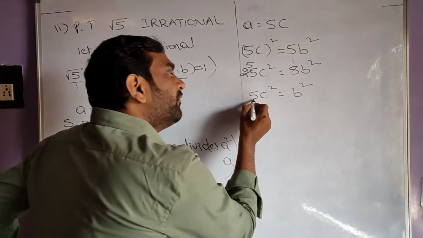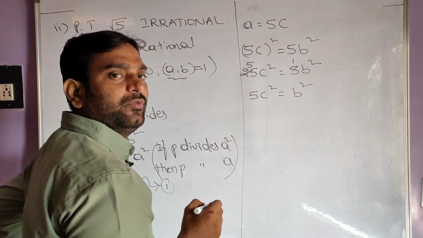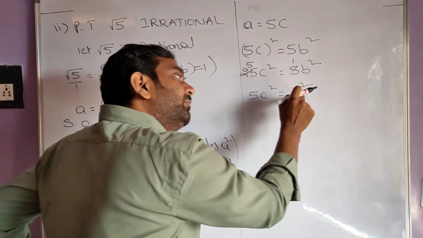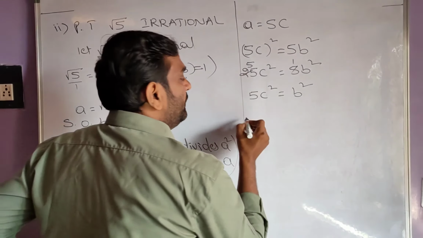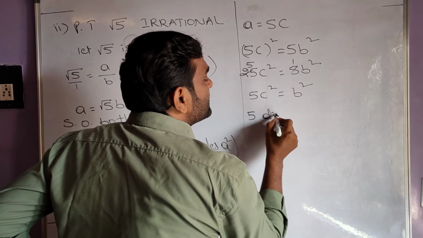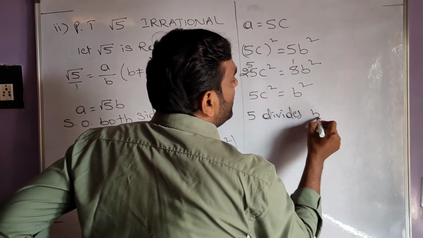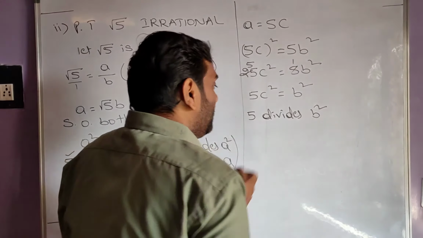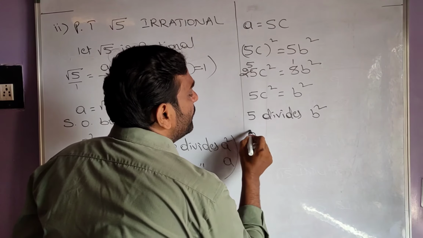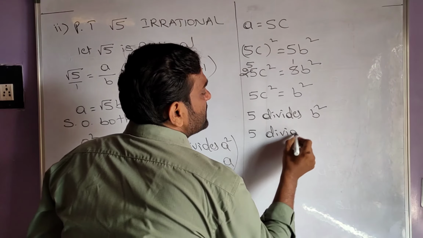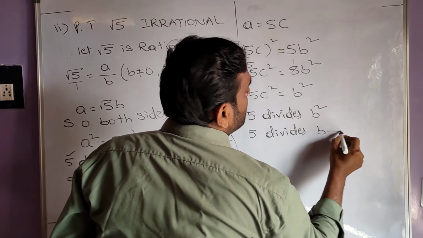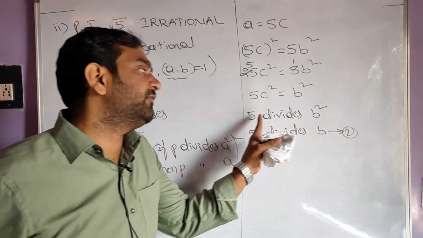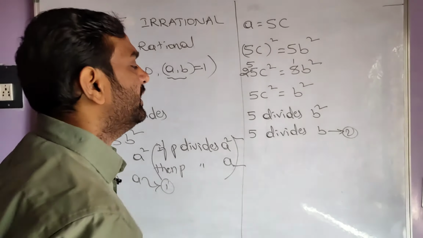Here 5 divides b square. Why? Because we got b square is equal to a multiple of 5, nothing but b square is divisible by 5. If 5 divides b square, 5 divides b also, as per the theorem. Say equation number 2. If p divides a square, p divides a. Same way, if 5 divides b square, 5 divides b also.